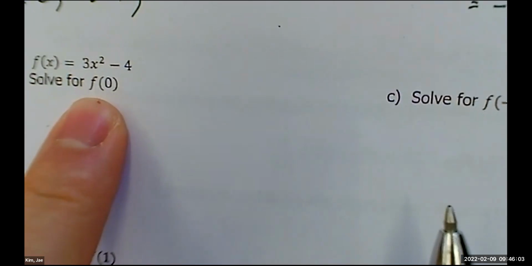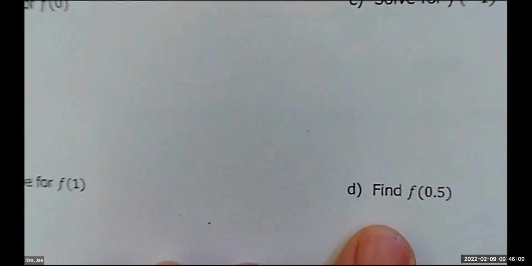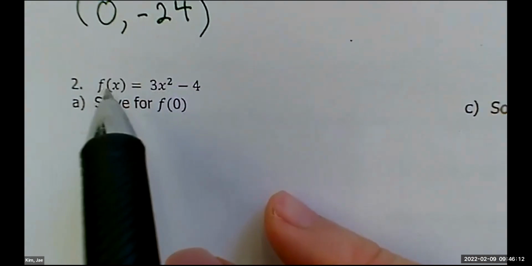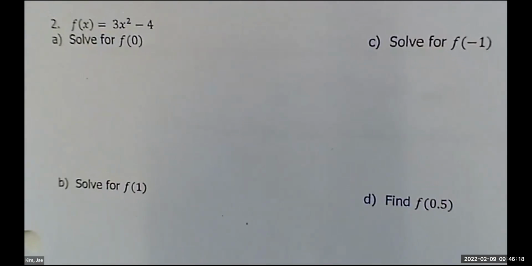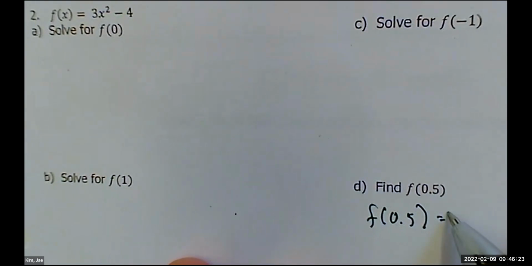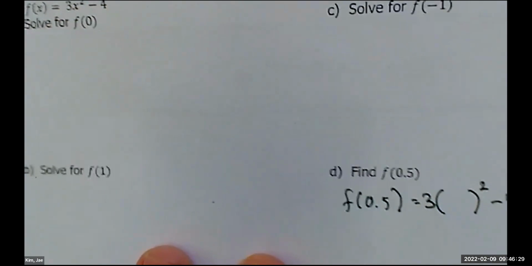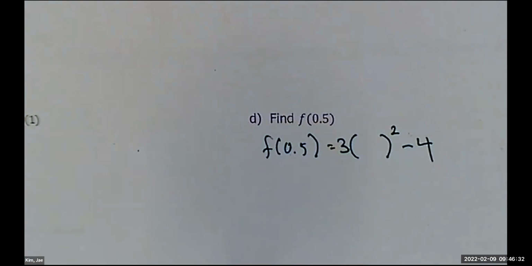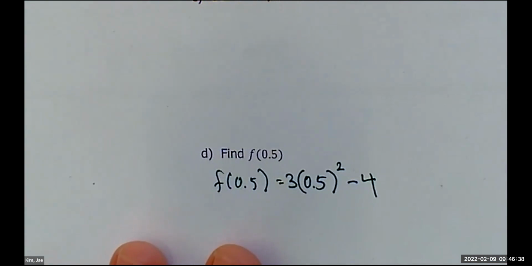Here's another function. It's completely different. I'll leave f of 0 for you because I think you can do it. Let's do the hard one. Find f of 0.5. So it's a weird number, but that's okay. Remember, f of x is negative 3x squared minus 4. So that means f of 0.5 is negative 3 times x squared minus 4. But of course, not x. We can plug in 0.5 there. If the x is 0.5, you plug in 0.5.